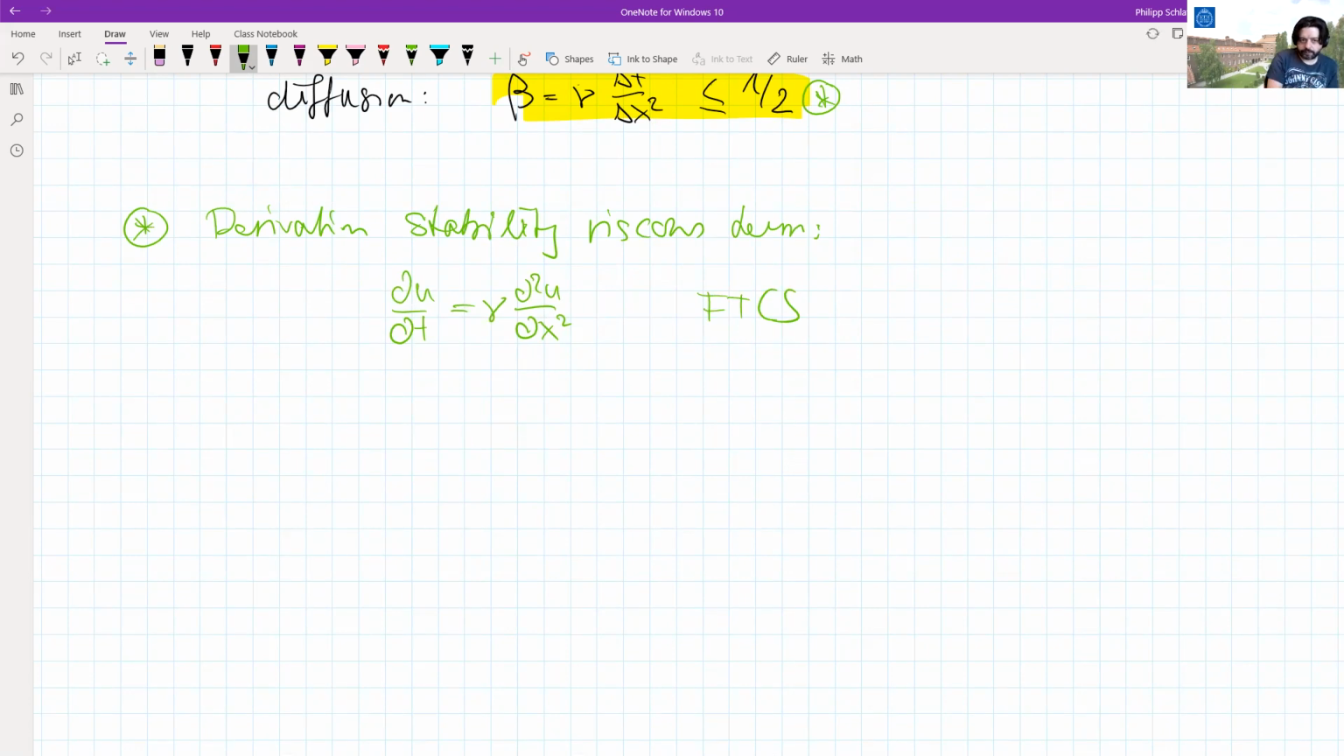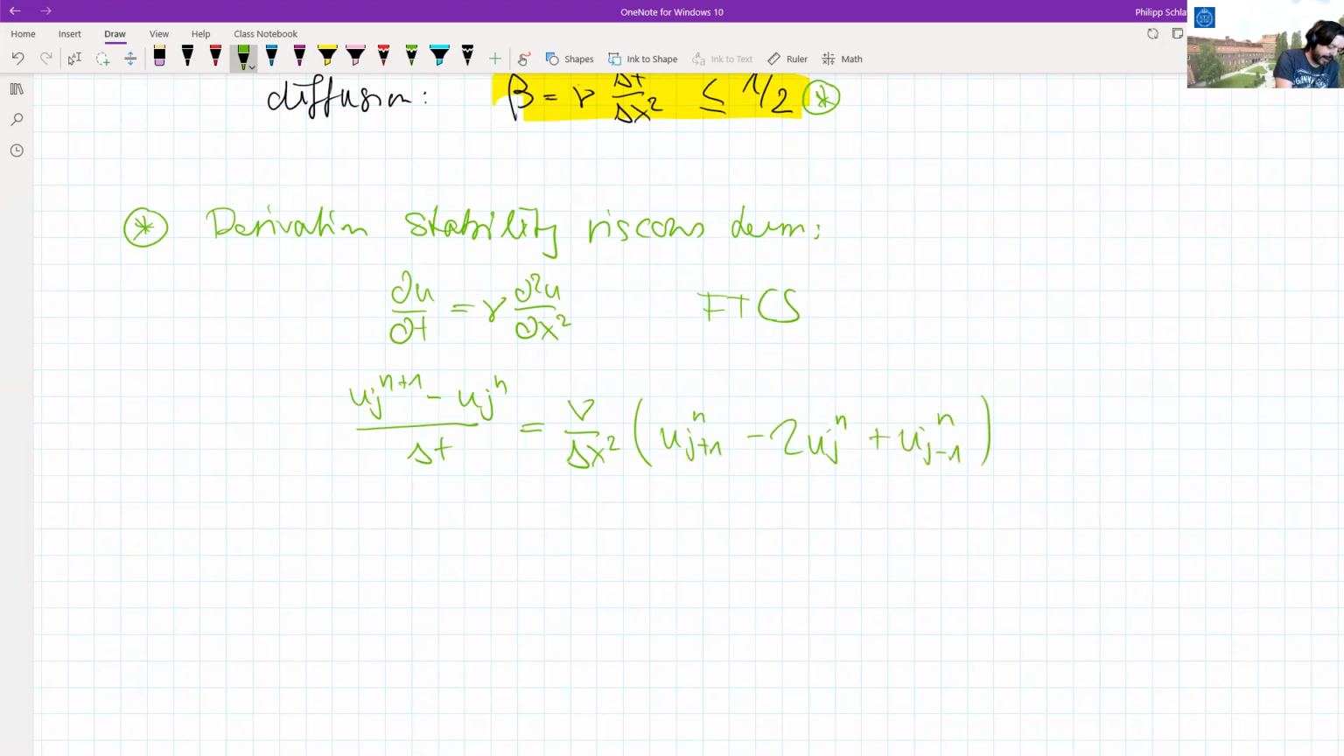For sigma, we certainly did it. For beta, maybe not. So if we do forward time central space, the time derivative is simply u_j^(n+1) minus u_j^n divided by delta t. That's the forward time part. And then the central space looks like this: nu divided by delta x squared, and then the central finite differences for the second derivative, which is u_(j+1)^n minus 2 u_j^n plus u_(j-1)^n. So that is the discretization.